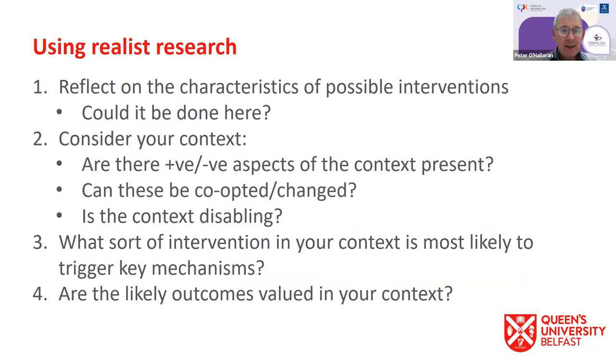Let's think more generally about using realist research. So you read a piece of research like this. What do you do about it? You reflect on the characteristics of the possible intervention. A good piece of realist research will talk you through the various components of interventions that seem to be important to their success. So you want to look at that and ask, well, could we do that here? Do we have the resources?